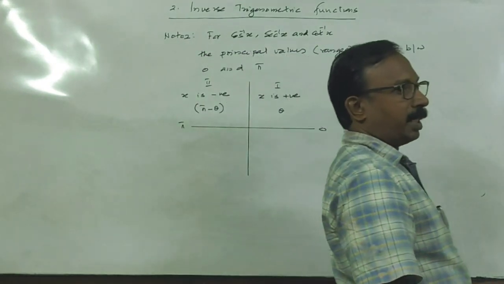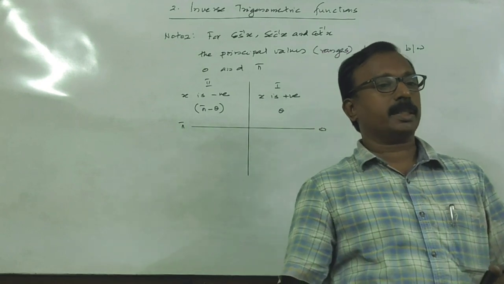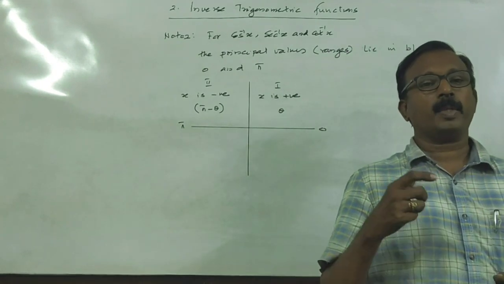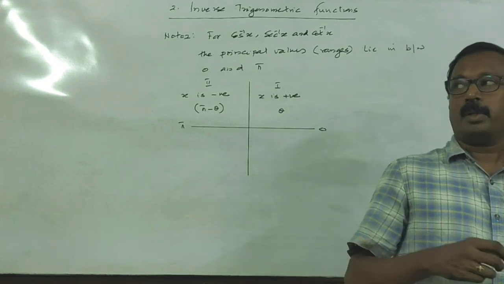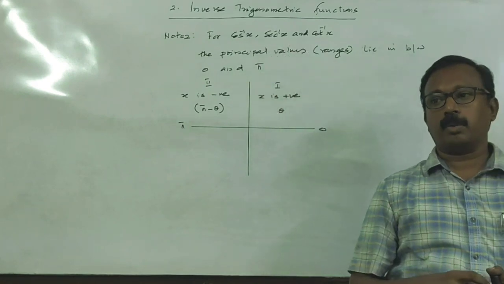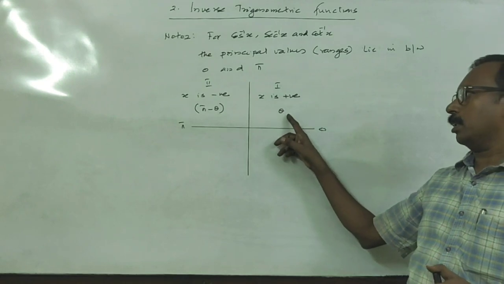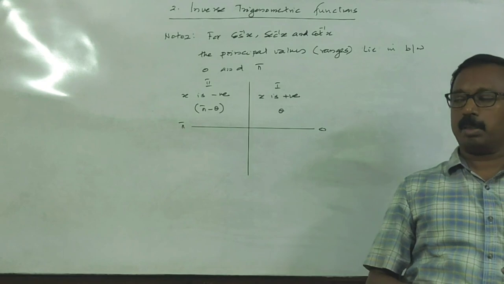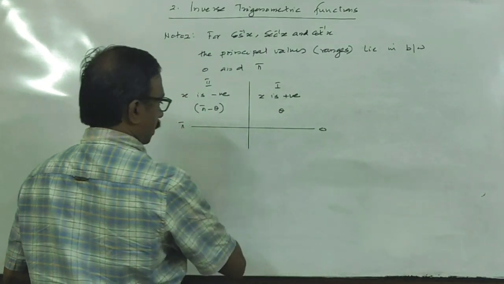In the first case, for sin inverse x, tan inverse x, and cosec inverse x, if x is positive, then theta is the principal value. And if x is negative, then minus theta is the principal value. In the case of cos inverse x, sec inverse x, and cot inverse x, if x is positive, then the principal value is theta. If x is negative, then it is pi minus theta, isn't it? Now let us discuss it with some examples.